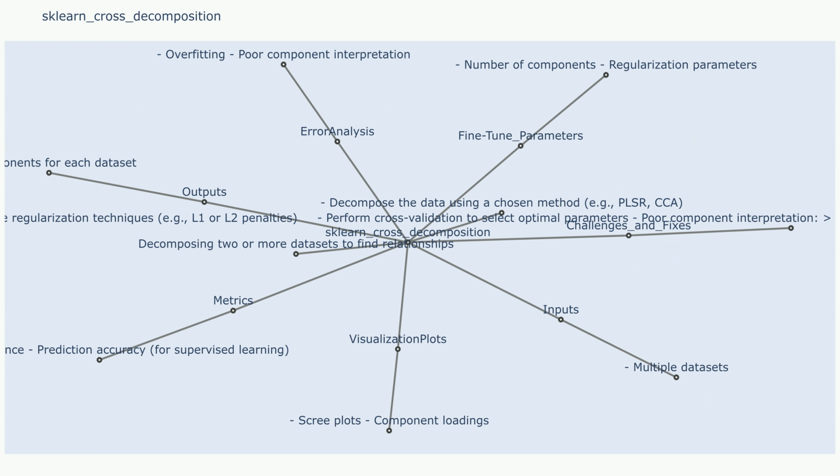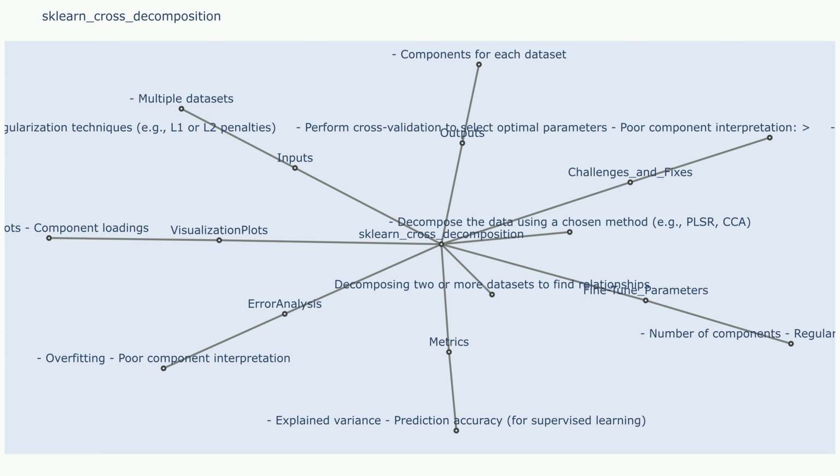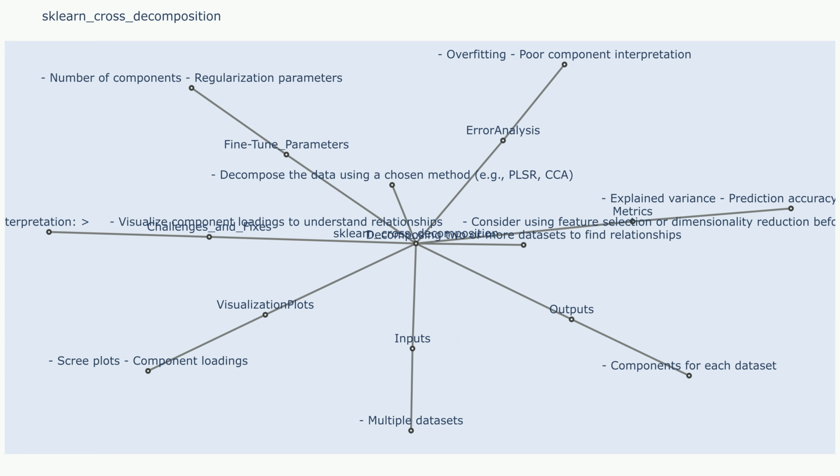Uncertainty methods. Uncertainty method 1, Bootstrapping. This method involves resampling the data multiple times and performing the cross-decomposition on each resample. The variability in the extracted components can be used to estimate uncertainty. Uncertainty method 2, Cross-validation. By splitting the data into training and testing sets, cross-validation can assess the generalization performance of the model and provide insights into its robustness.